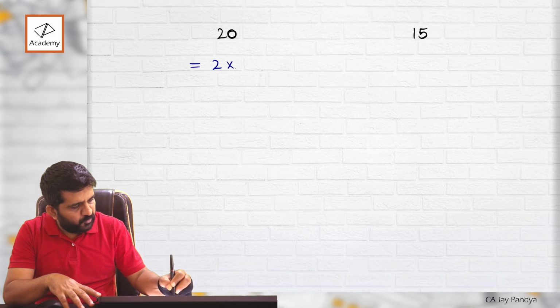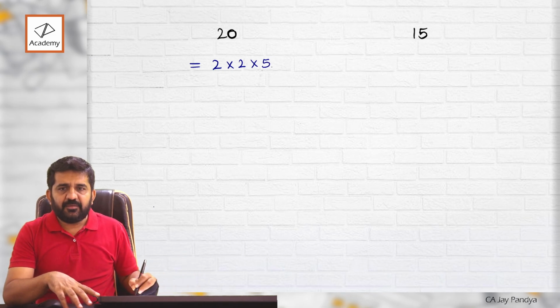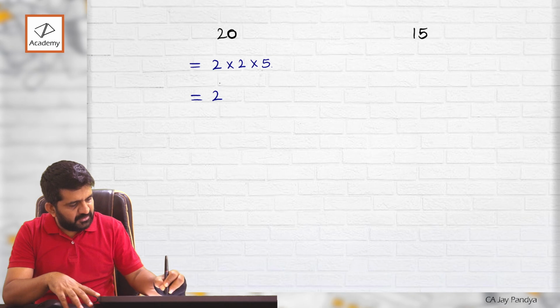Alright. Now let me take two numbers which are composite numbers. 20 and 15. Both are composite numbers, right? Let me factorize it by our basic principle of arithmetic. 2, 2s are 4, 5s are 20. What is the answer? 2 square, 5 raised to 1.